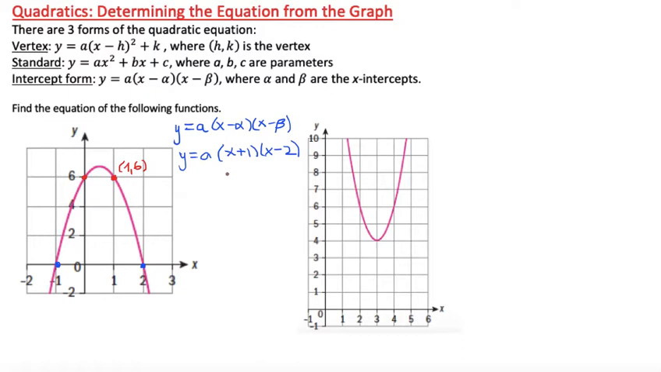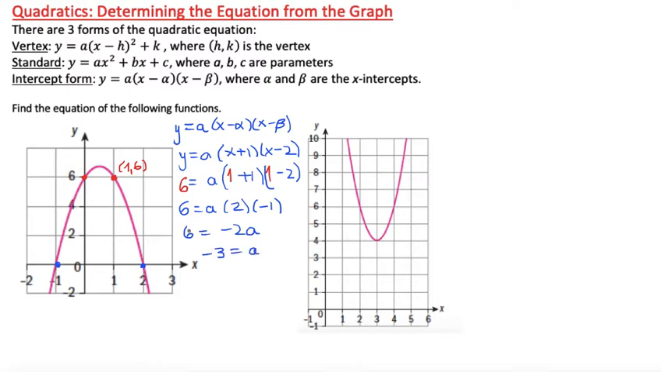So then we're just going to put that point into the x's and the y's. So we have the 1, and then we have the 6. I'm just trying to color code a bit. So we have a, and then we have 1 plus 1, and then 1 minus 2. And we're solving for a now, okay? So this is going to be 2, and this is going to be minus 1, and so this is minus 2a, and so a is negative 3.